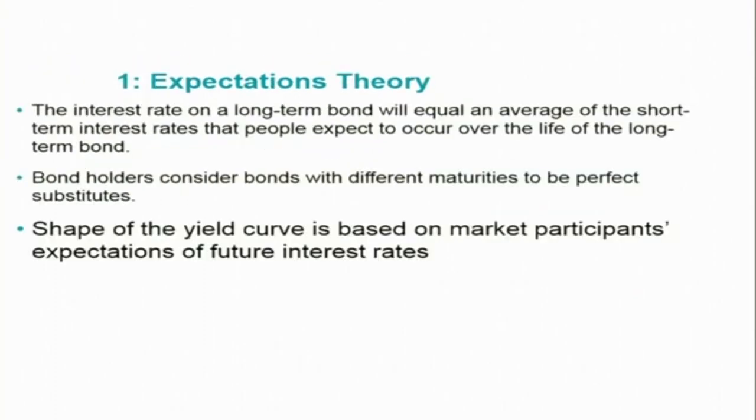explain these three facts. The first theory is called the expectation theory. Expectation theory states that the interest rate on a long-term bond will equal an average of the short-term interest rates that people expect to occur over the life of the long-term bond. Here, bondholders consider bonds with different maturities to be perfect substitutes. In other words, they don't have any preference between short term and long term. They are indifferent between bonds with different maturities. In this case, the shape of the yield curve is based on market participants' expectations of how future interest rates will be.